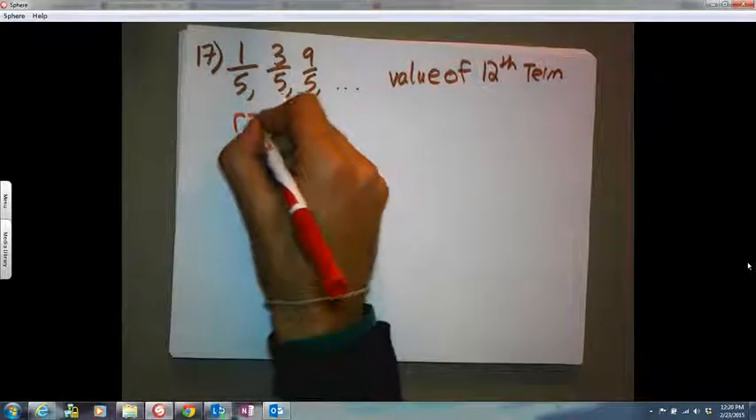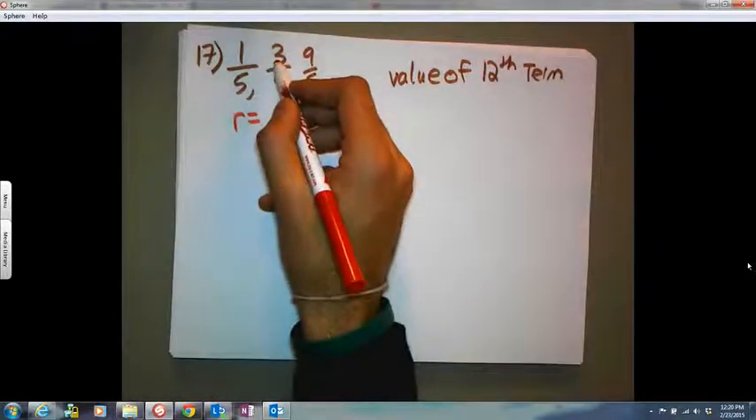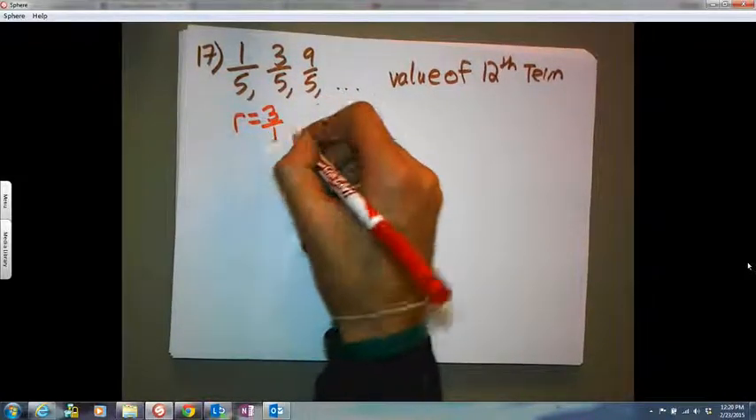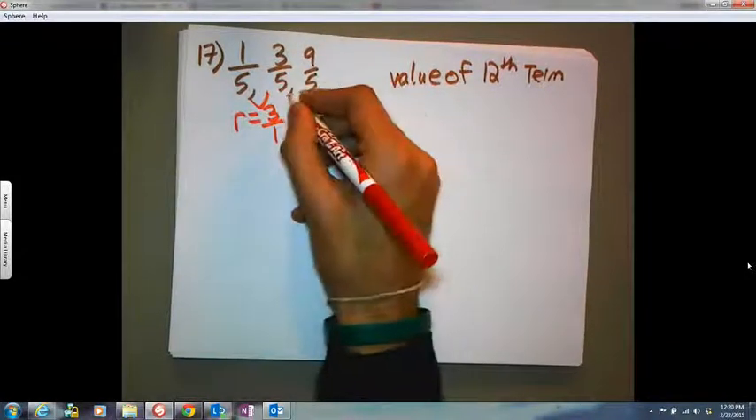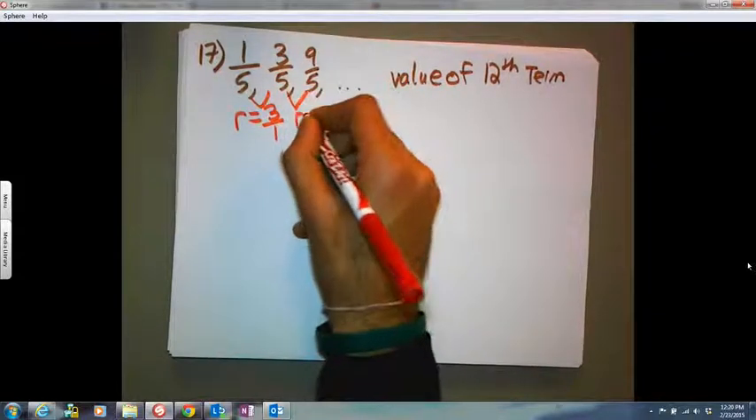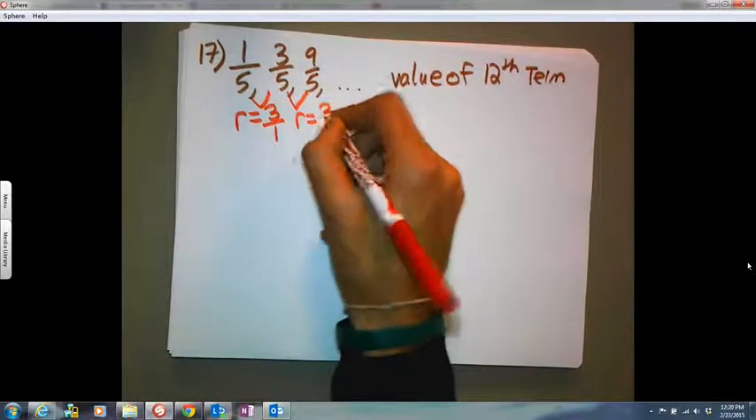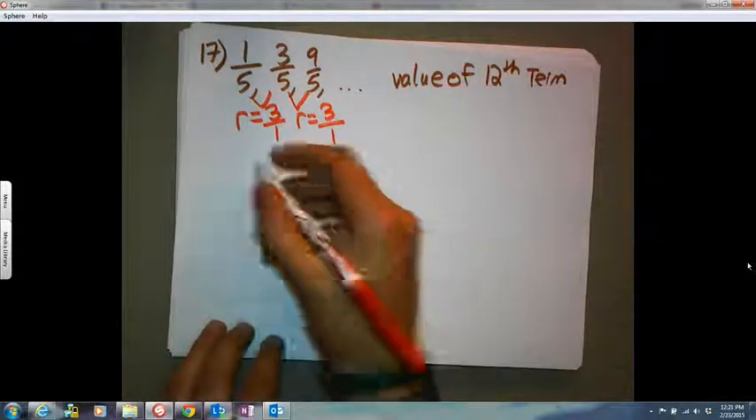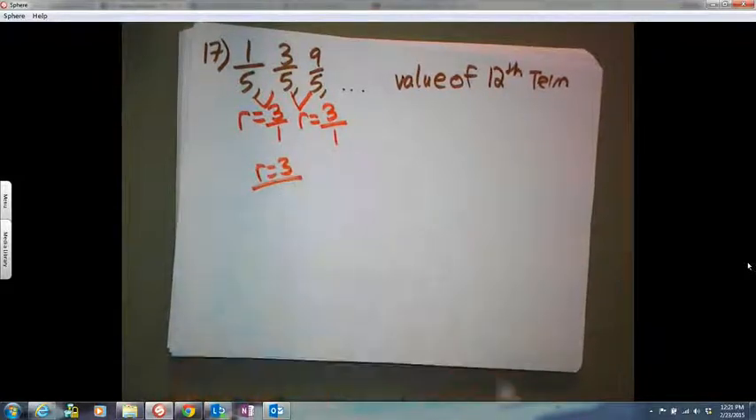So what do I multiply to go from the first to the second term? I multiply the top by 3 and the bottom by 1. To go from the second to the third term, again, multiply the top by 3 and the bottom by 1. Another way of writing this is saying the common ratio is 3. 3 over 1 and 3 are the same thing, as you all know.